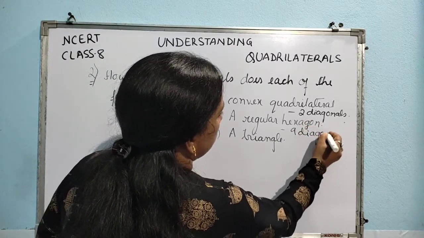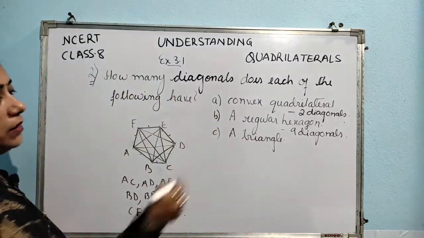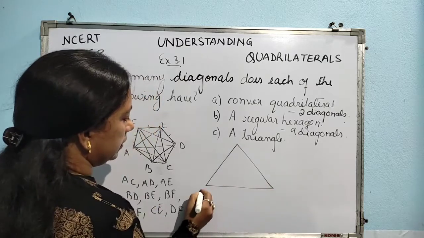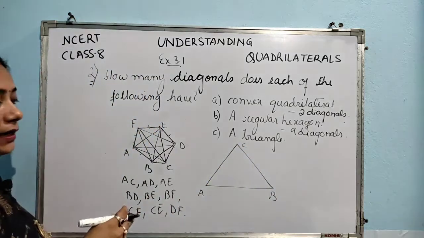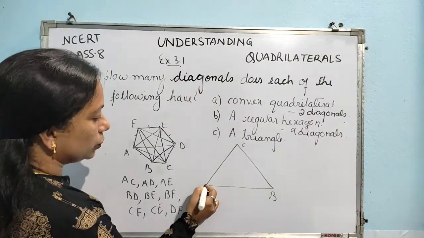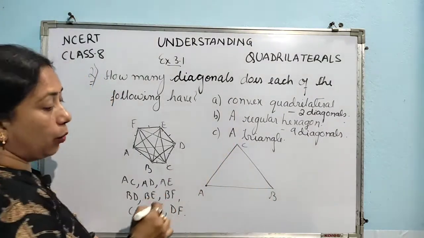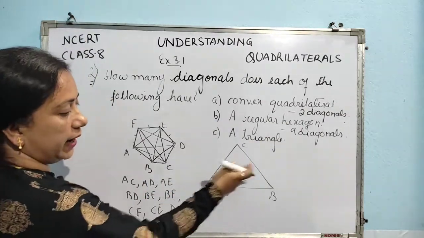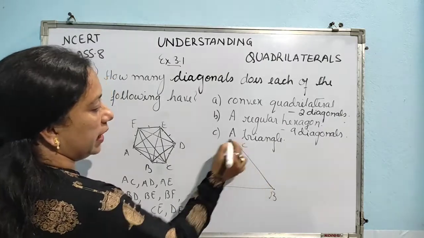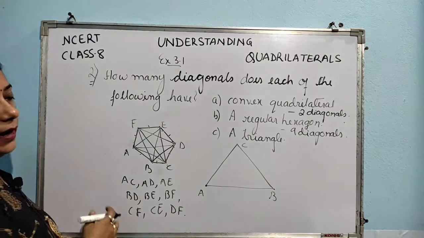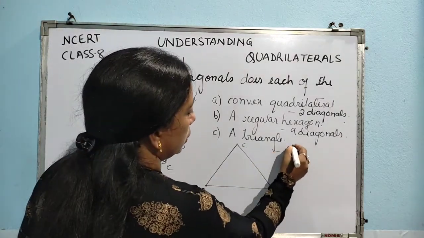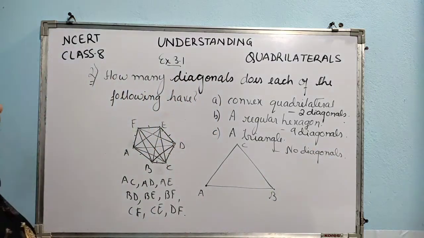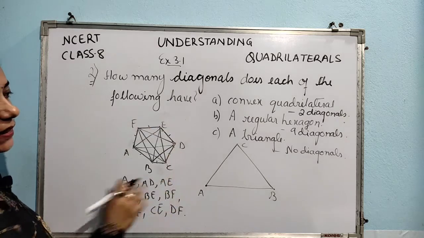9 diagonals. Now coming to the triangle. Suppose this is our triangle. See here, we know that a diagonal joins two non-consecutive vertices. So for the vertex A, B and C both are the consecutive vertices. Do we have some other vertex? We don't have. So how can we draw the diagonal? Similar is the case for vertex B and C also. So we cannot draw any diagonal in a triangle. So we can write no diagonals. So with this we have completed the second question.